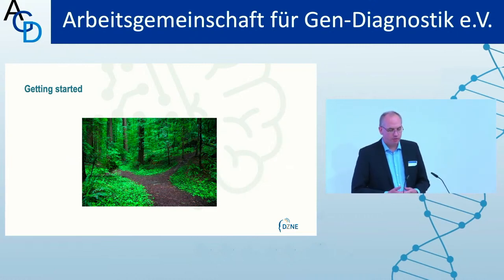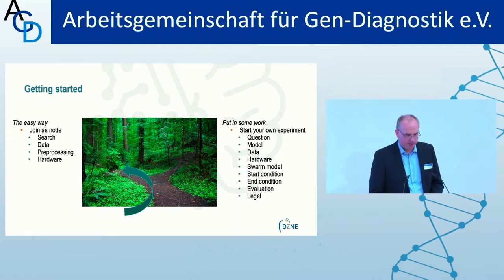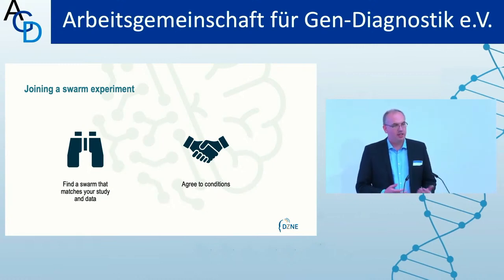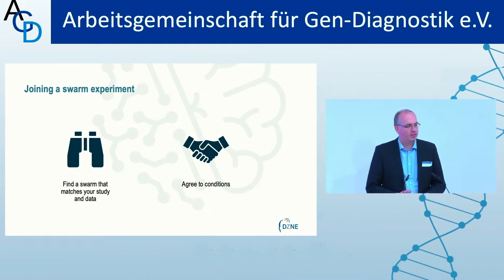I think it's not too complicated, but if you want to join a swarm, this can be even easier. So now we take the easy way. This is the large path traveled by most. First step, find a swarm experiment that you want to join, and agree to the conditions. So if you know that, for example, Peter is working on a swarm experiment and you have data that is interesting, just call him and ask him, hey, is there something that we can collaborate on? And he might have something, or he's already reaching out to you.